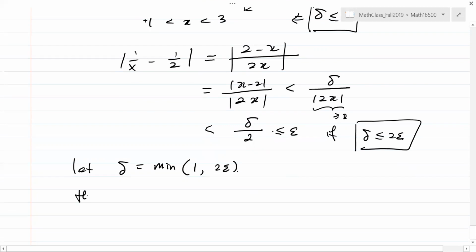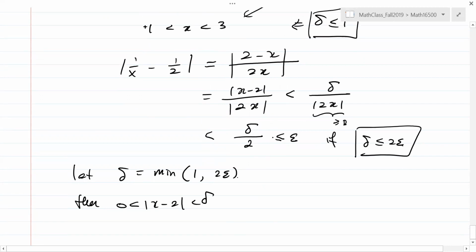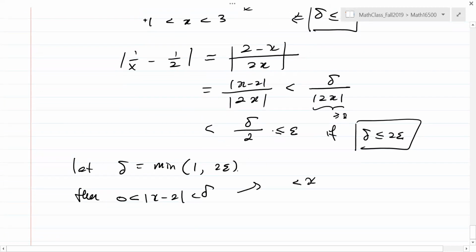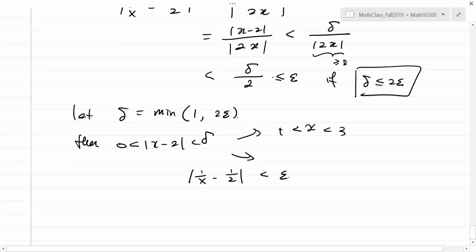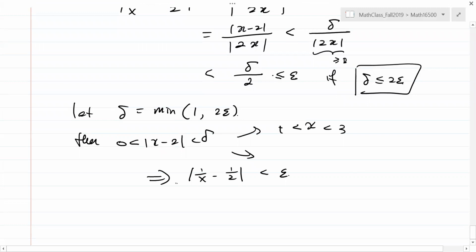Okay, then |x minus 2| less than delta. First of all, it implies x is greater than 1 and less than 3. More important is this implies, as I just showed you, it's less than epsilon. Okay, so that's all I need. By the above argument. So you got it now?